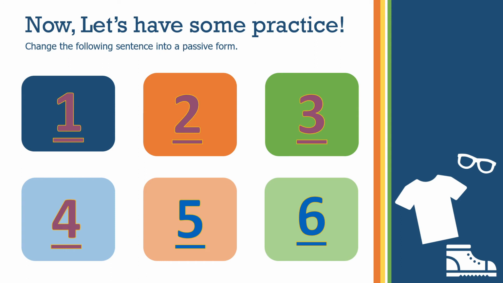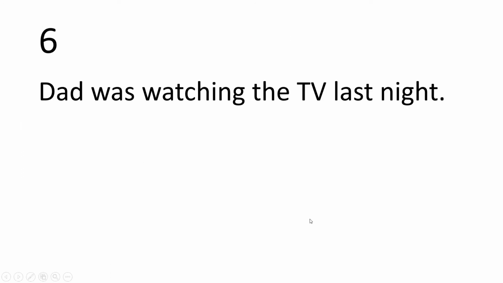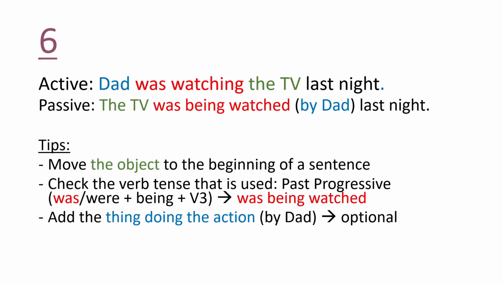Number 6, ma'am. Can I go 6? Okay, let's go. The TV was being watched by Dad last night. Alright, very good. Yes, so for the active sentence, Dad was watching the TV last night. Then the passive sentence will be: The TV was being watched by Dad last night.